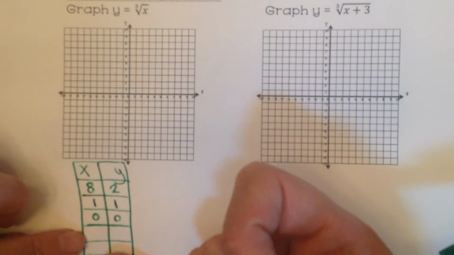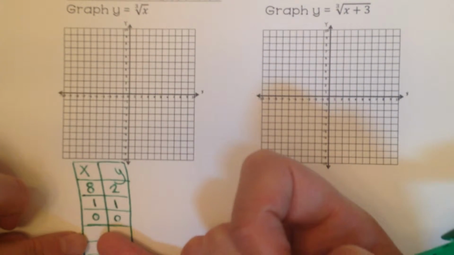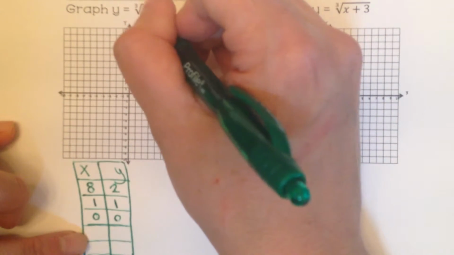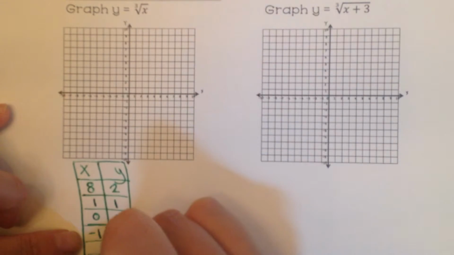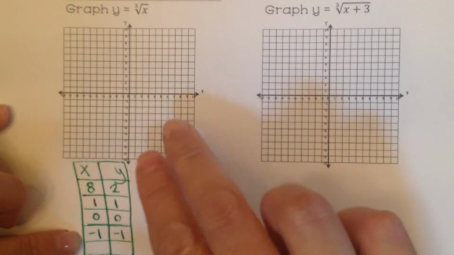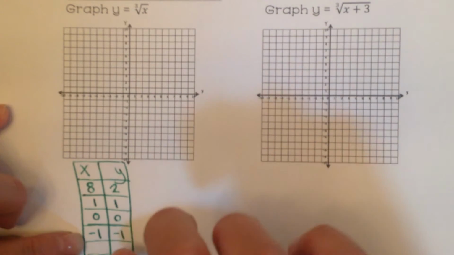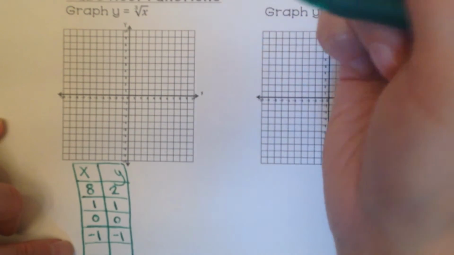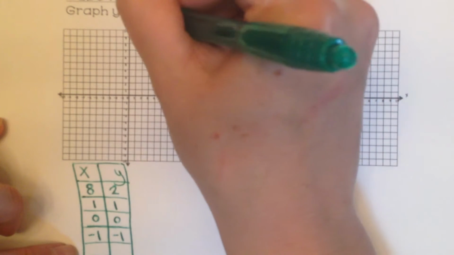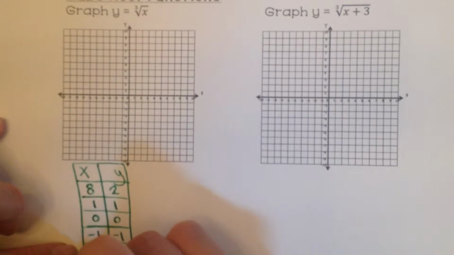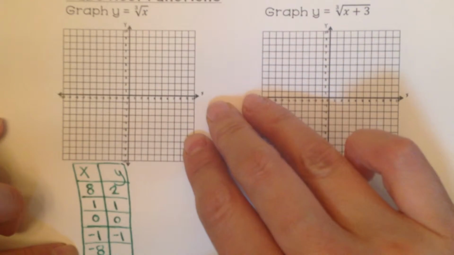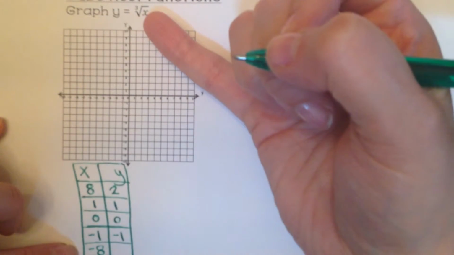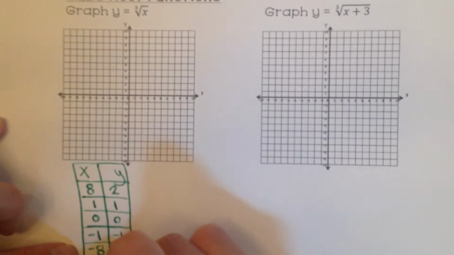Okay, so now I'm going to look at the values smaller. If I plug in -1 for x, the cube root of -1 is -1, because -1 times -1 times -1 is -1. Okay, so my next perfect cube root, I'm going to plug in -8. -2 times -2 times -2 is -8. So the cube root of -8 is -2.